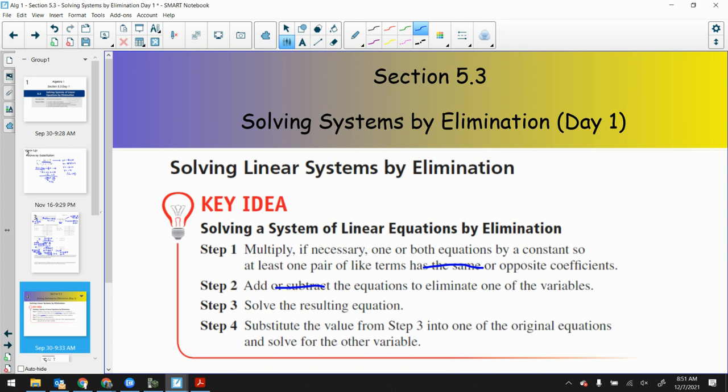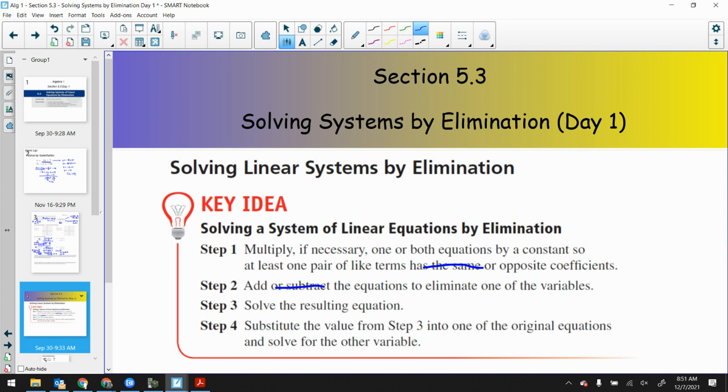And I think you guys may have seen that in substitution. As soon as you plug in one equation into the other, you get one big equation that only contains one variable. At the end of that step, you should have one of the two coordinates, either the x-coordinate or the y-coordinate.